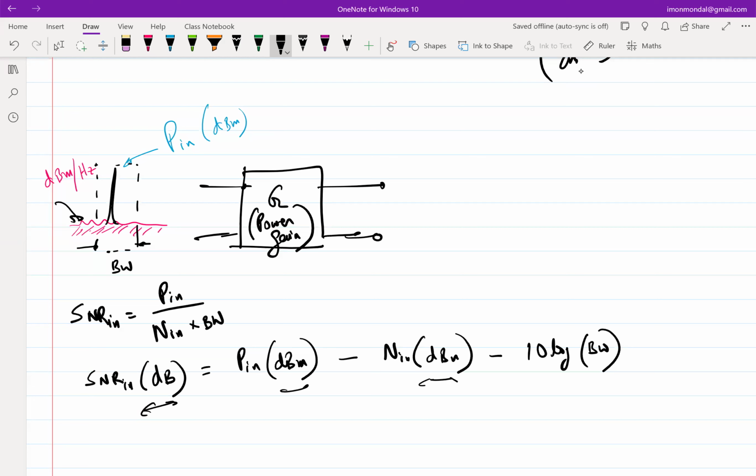So what would you expect the output to be? Let's start with the signal. What would you expect the signal output to be? Some tone of height G times P in, right? So essentially, if I write everything in dBm, this becomes P in plus G in dBm, right? What about the noise?